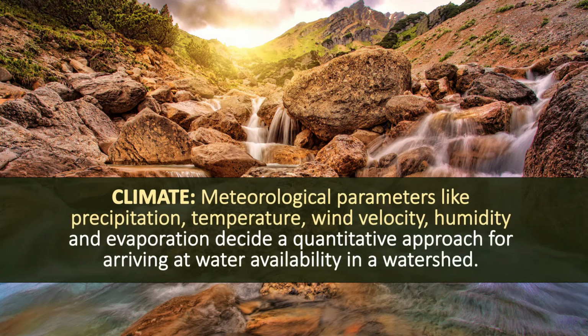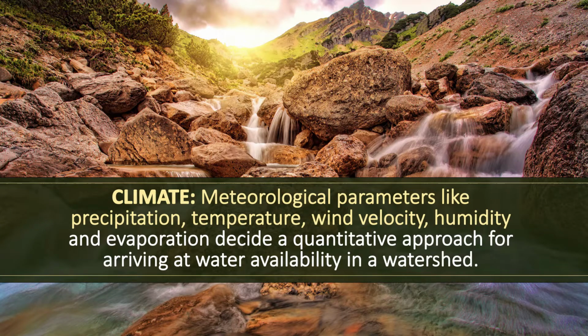Climate. Meteorological parameters like precipitation, temperature, wind velocity, humidity, and evaporation decide a quantitative approach for arriving at water availability in a watershed. When we talk of watershed, the important key to watershed management is to manage the availability of water. So climate is a determining factor for the management of all aspects of watershed because it is directly related to your other characteristics. For example, the interior planning of greenery depends on the climate.